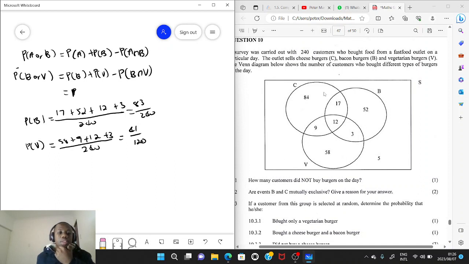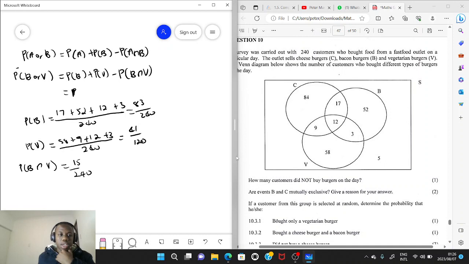So here you will substitute the values of the two, not forgetting the probability of B and V. So what is the probability of B and V? We look at B and we look at V. Where do B and V intersect? They intersect here. That will be 12 plus 3 to give me 15 over 240. And then you will say the probability of B or V is 83 over 240 plus 41 over 120 minus 15 over 240, right?